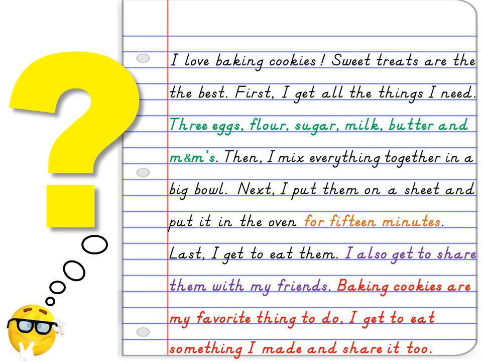I love baking cookies. Sweet treats are the best. First, I get all the things I need: 3 eggs, flour, sugar, milk, butter, and M&Ms. Then I mix everything together in a big bowl. Next, I put them on a sheet and put it in the oven for 15 minutes. Last, I get to eat them. I also get to share them with my friends. Baking cookies are my favorite thing to do. I get to eat something I made and share it too.